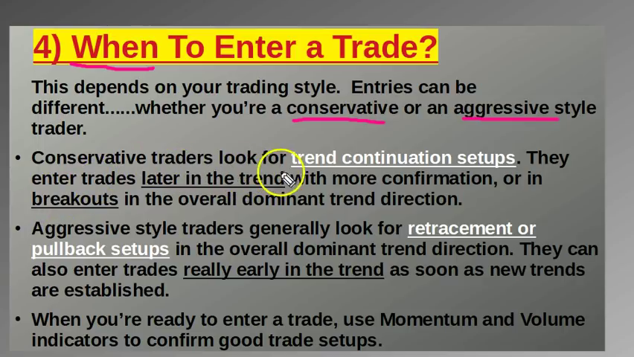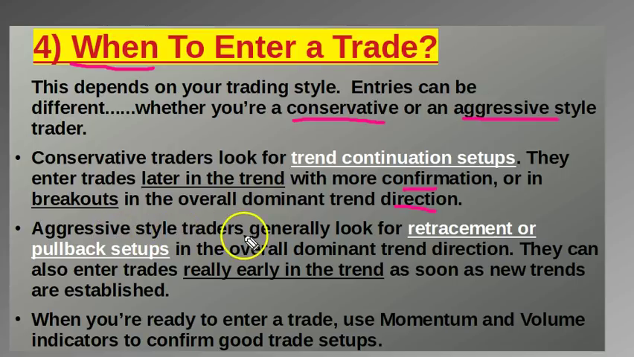Conservative traders generally look for trend continuation setups. They enter trades later in the trend with more confirmation, or in breakouts in the overall dominant trend direction. So if the overall dominant trend direction is up, in other words the buyers are in control and we're looking for a buy trade, then you're waiting for confirmation to get in on a trade for a trend continuation, or a breakout of a previous swing high.